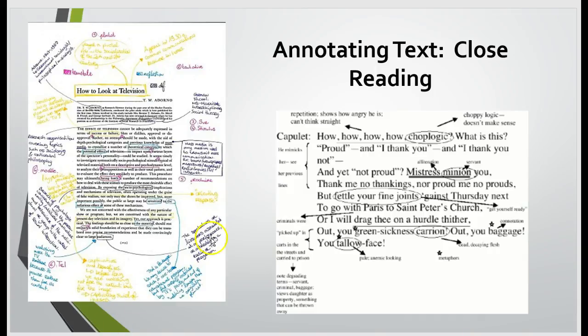So here you can see annotations on a piece of informational text, and here's what they might look like on Romeo and Juliet, and you can see somebody is very much interacting with the language here so that they can glean a better understanding.